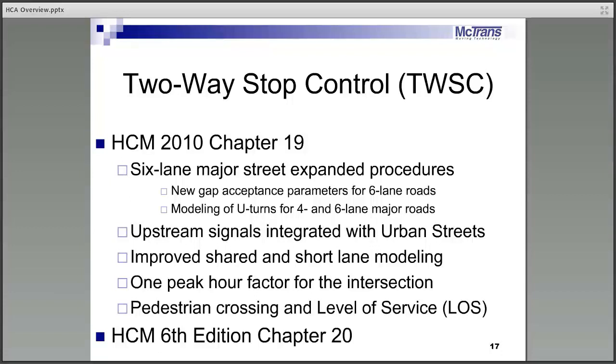Short lane modeling, the ability to look at rank 1 delay where, let's say, a left turning vehicle must stop waiting on its own gap in traffic and delaying the through vehicles behind it on the major street. One peak hour factor for the intersection was implemented for all intersections in 2010 to overcome the dilemma of peak hour factors varying by time for movements, which means you were really modeling things that didn't exist at the same time. Pedestrian level of service was added in 2010. No changes in the 6th edition.